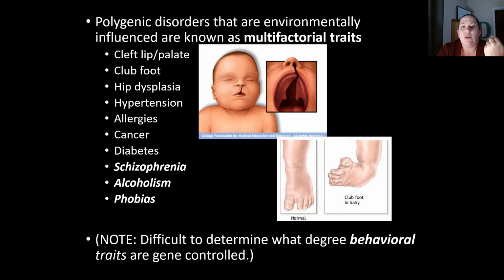Clubfoot is normally due to position in the womb, where while they're developing, the foot develops where it is curled up. Again, this can be surgically fixed. We also see hip dysplasia. Hip dysplasia is where the hips dislocate too easily. And a lot of times, again, this can be helped with a harness, where they put a harness on there or cast the hips to help with that, to where later it doesn't cause as much of a problem.